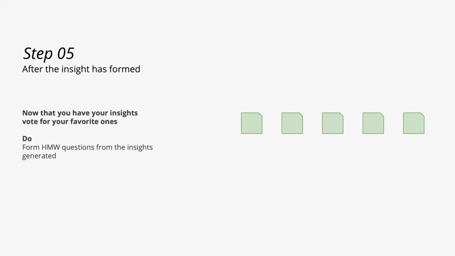So after your insight has been formed, go back with your team and really pick out those ones that stand out for you. Vote on which statement you really want to start looking at and form a how might we statement. This will invite the team to give direction to the problem and solve initiatives by using divergent thinking.